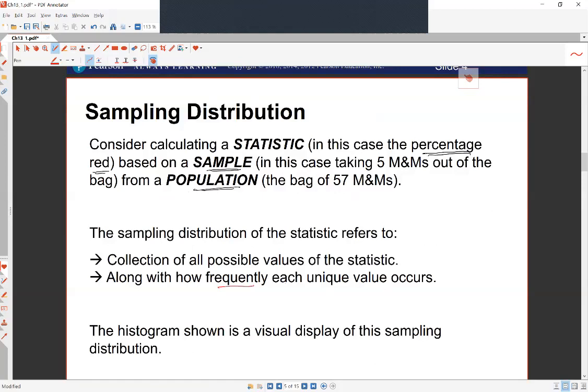And knowing how frequently each of them occurs, or what percentage of times those values occur, that together with the values, we call the sampling distribution. And it will often be visualized in something like the histogram.